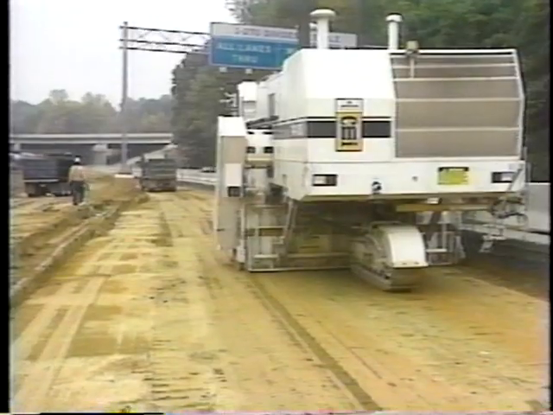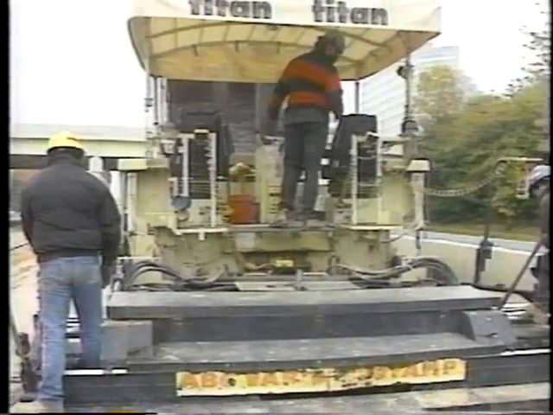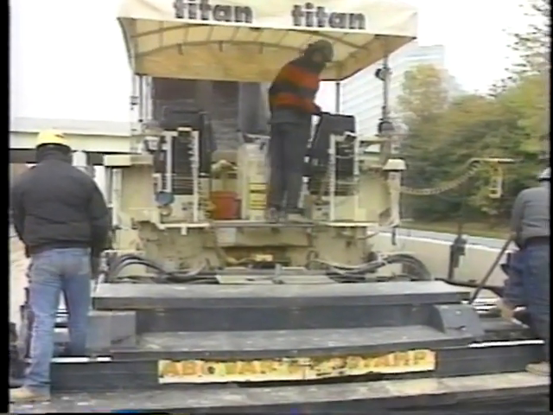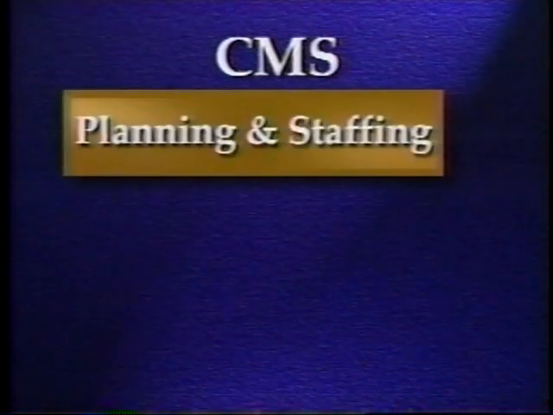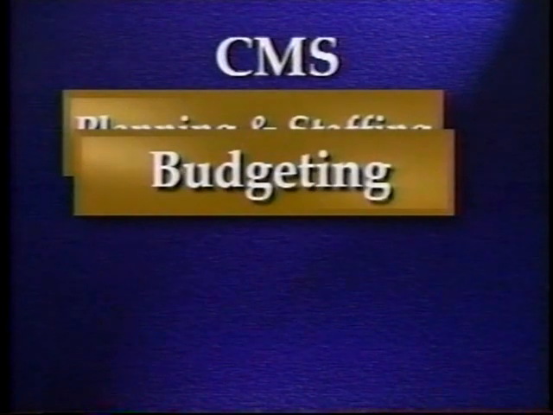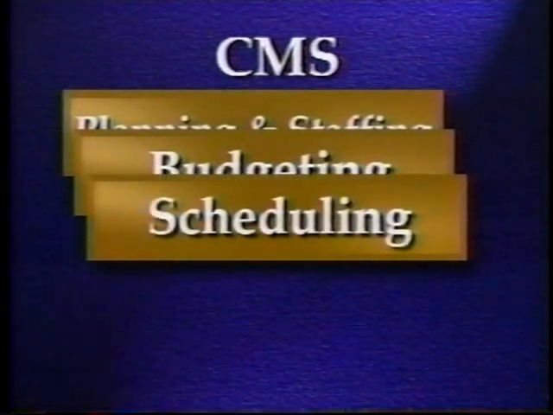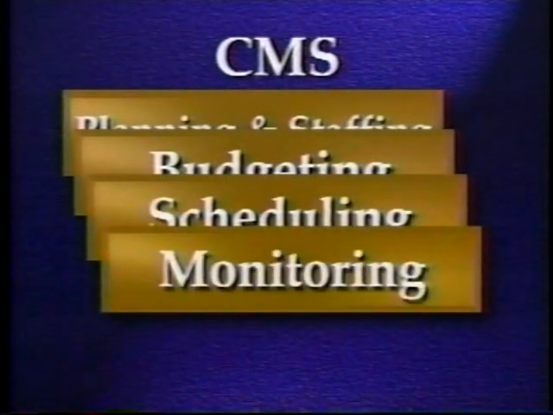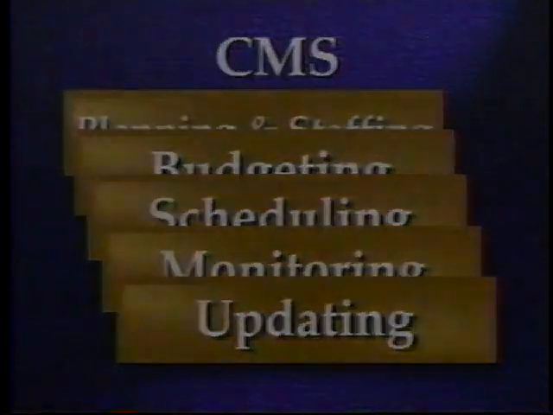In this program, we have provided a basic overview of a typical construction management system. As you will recall, the major system elements are planning and staffing, budgeting, scheduling, monitoring, and updating.